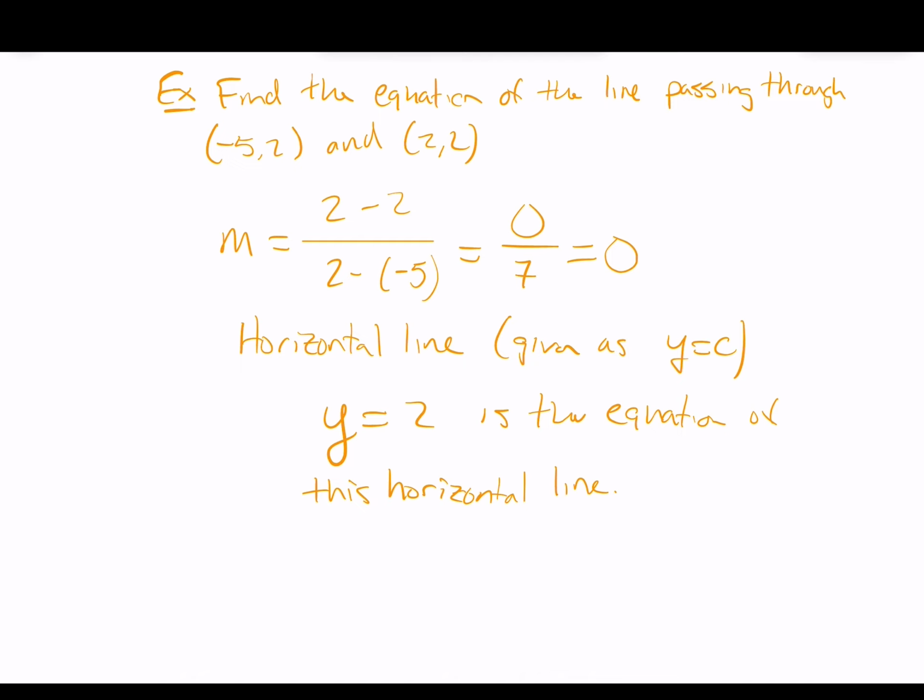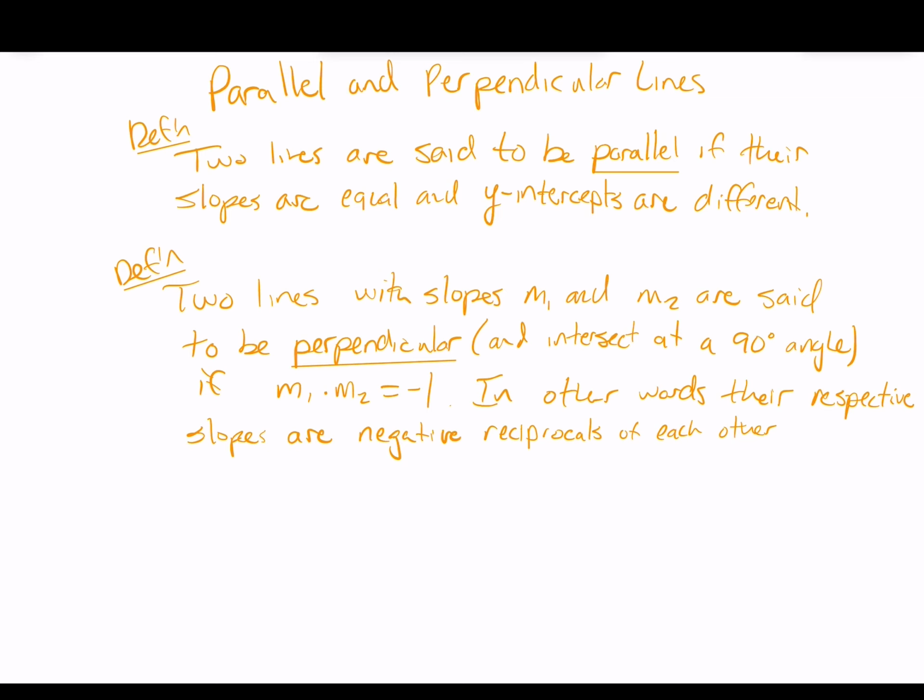Let's now talk about parallel and perpendicular lines. Let's now go over the definitions of parallel and perpendicular lines. Two lines are said to be parallel if their slopes are equal and their y-intercepts are different. On the other hand, two lines with slopes m1 and m2 are said to be perpendicular and intersect at a 90-degree angle if m1 times m2 is equal to negative 1. In other words, their respective slopes are negative reciprocals of each other.